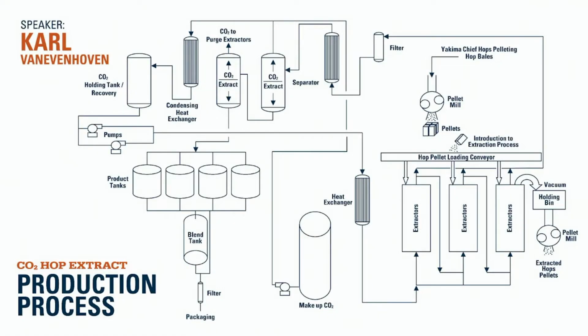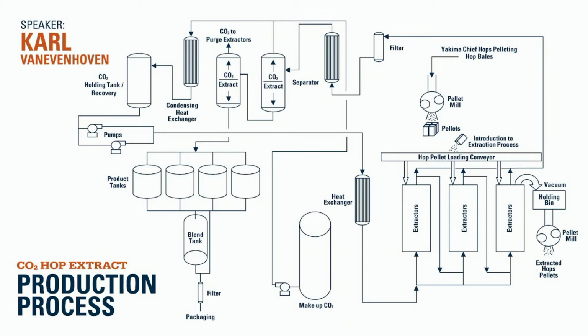All right, so this is a basic flow diagram of the extraction facility. When you walk in the plant, it looks pretty complicated. This kind of boils it down to a more simplistic diagram. Basically, you're taking hop pellets, same pellet mills we use to make T90 pellets, same pellet mill we use to make cryo as well.